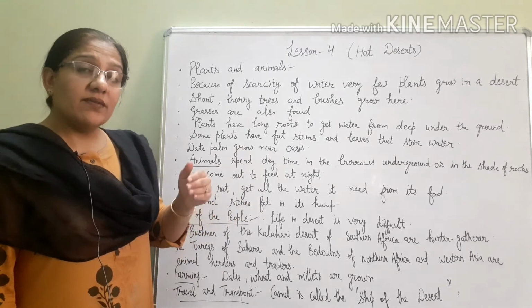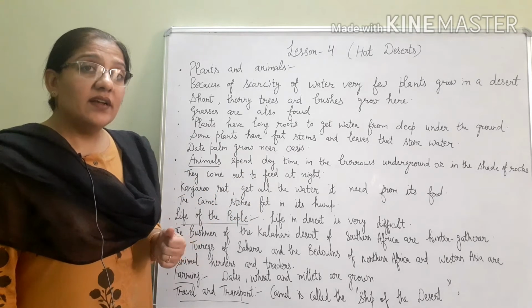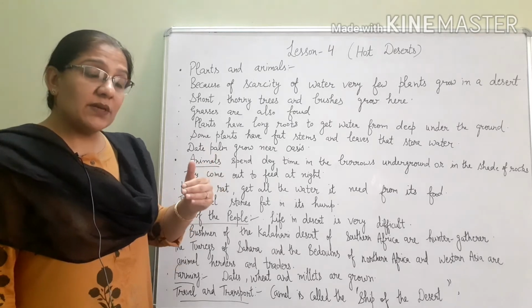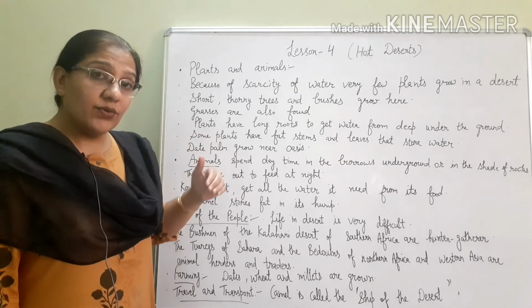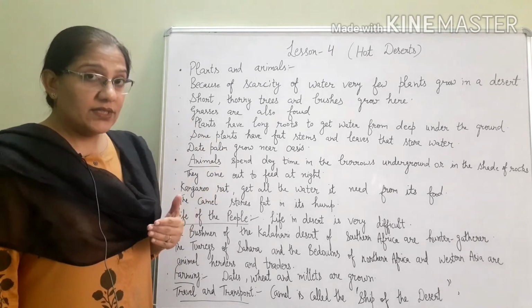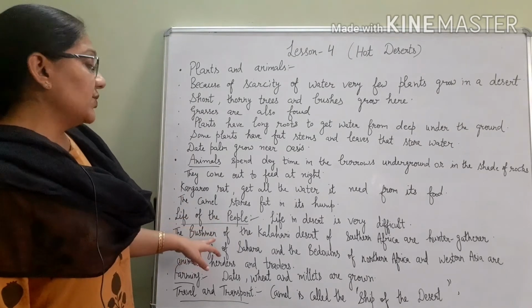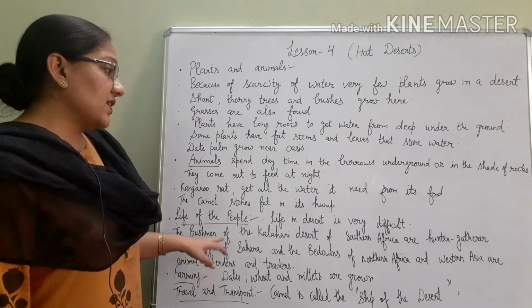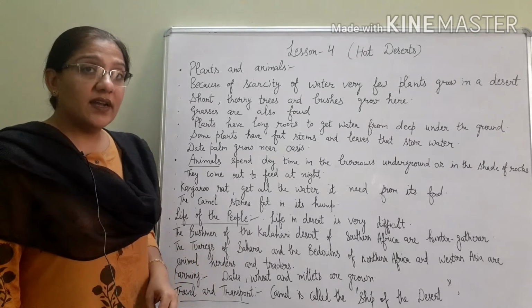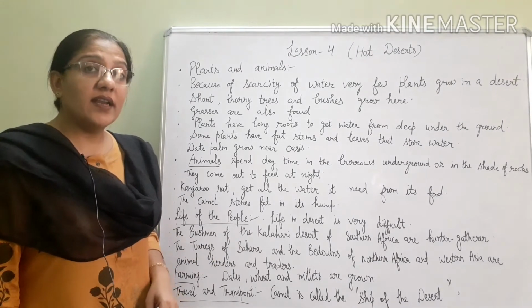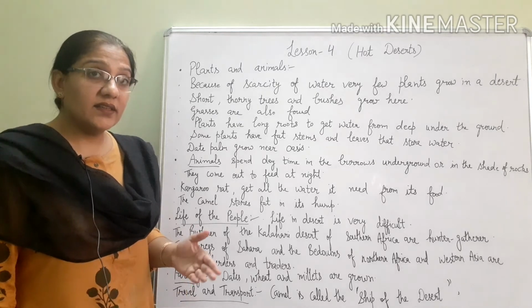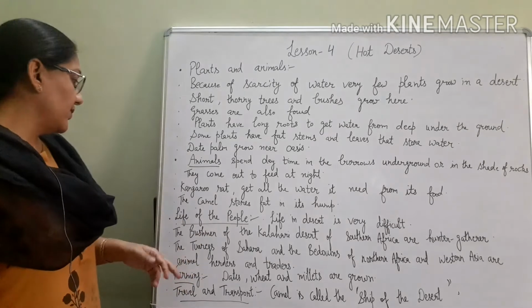So camel caravans can be seen in the desert. Caravans means when people move in a group with a row of camels. This is known as a camel caravan. The Bushmen of the Kalahari desert of southern Africa are hunter gatherers. Hunter gatherer means they hunt animals for their food and they gather fruits for their food.